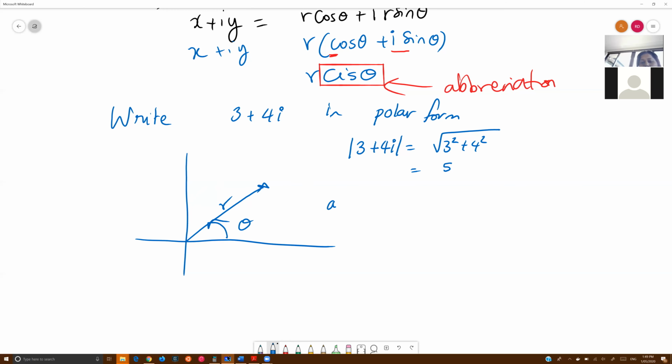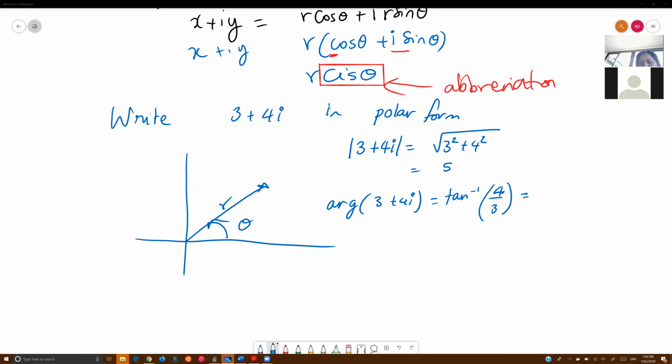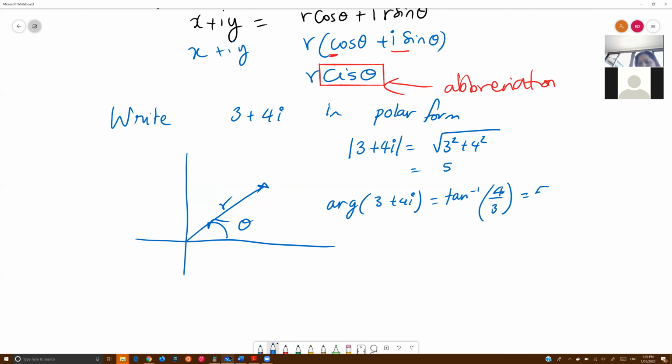Now theta, the argument of 3 plus 4i. Now remember, in this quadrant, we do nothing. We just leave it as it is. So it's just going to be tan inverse of y, which is 4, over x, which is 3. Okay, so I'm going to quickly put that into my calculator. It's 53.13, I know that. Okay, so what I do when I write it down, it's going to be 5 cis 53.13. Okay, so this is the polar form.